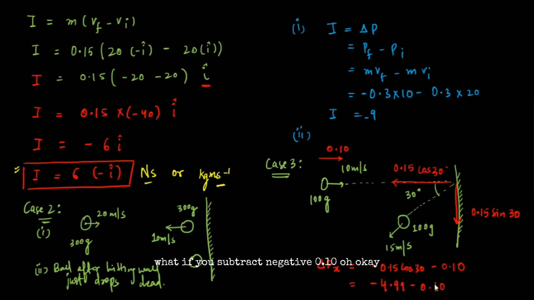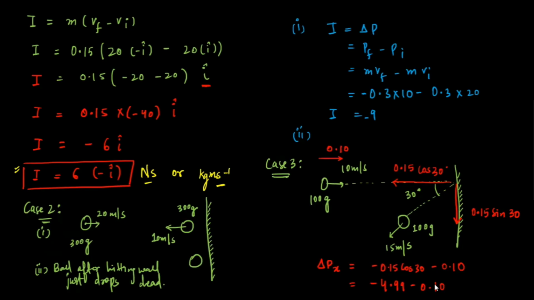Why did you subtract negative 0.10? Oh, because, no, they are in the opposite direction. So you just have to consider direction as well. And this will make it positive.